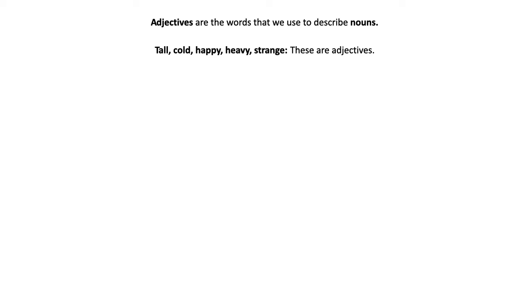For example, the tall building, right? The word tall is describing the building, right? So the adjective describes the noun. The cold day, same thing. Cold is describing the day. The happy child, the heavy box, the strange night, right?